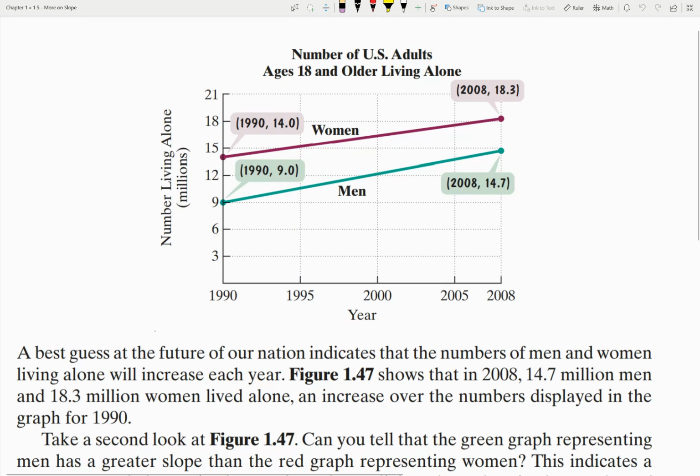Okay? So let's take a minute here, just look at these two lines. From what we know about slope, we can tell that both of these lines have a positive slope. They're both going up from left to right. And we can analyze a little bit about what they mean from the data, from the number of US adults ages 18 and older living alone.